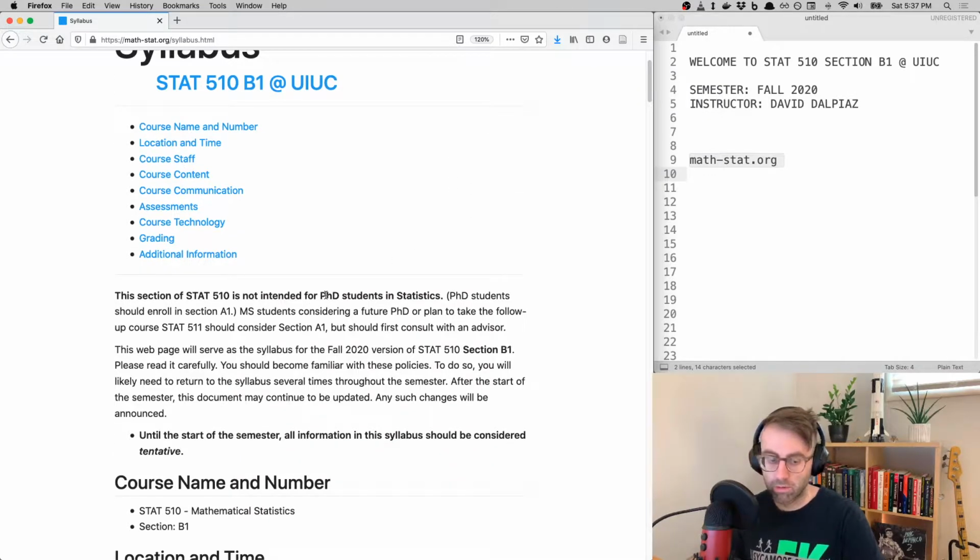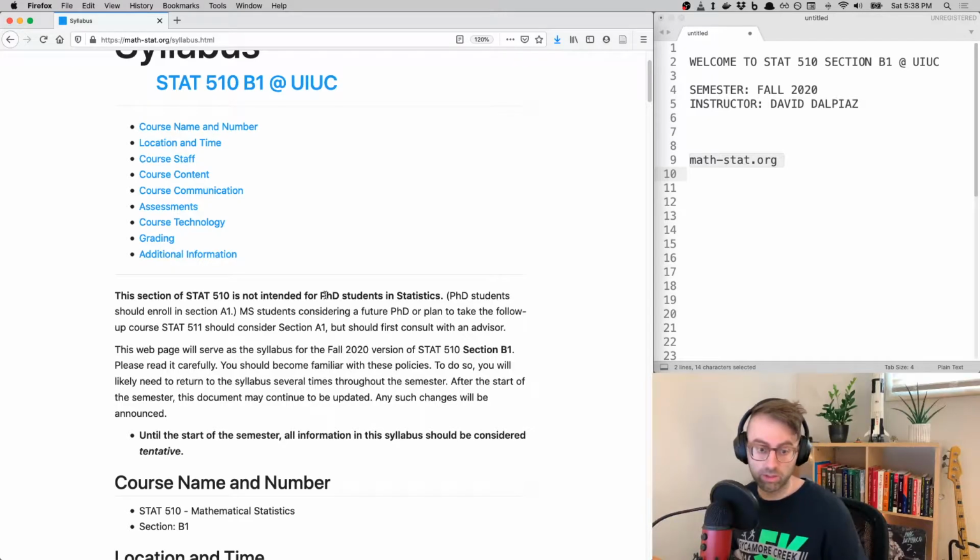Okay, so before we actually get to the syllabus content itself, we need to put a big disclaimer over all of this, which is that Stat 510 section B1 is not intended for PhD students in the Department of Statistics. They need to take section A1 because that course will be taught by the instructor who is helping write the questions for the qualifying exams. So if you're a PhD student, register for this class, you're in the wrong class.